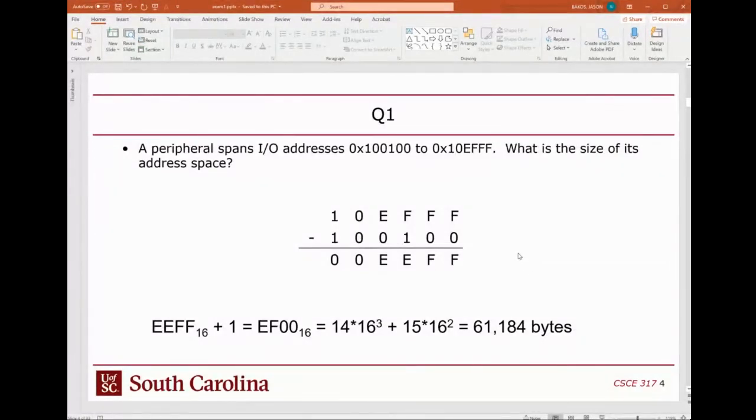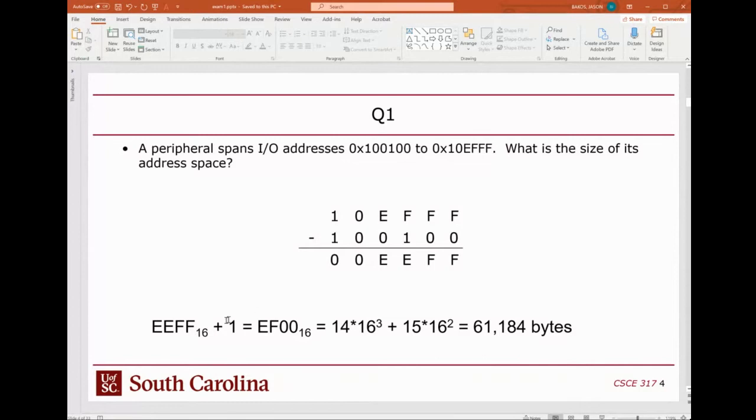Well, you subtract and add 1. You subtract the lower address from the upper address, and you add 1 because the addresses are inclusive. So 10EFFF minus 100100. You just do hexadecimal subtraction, and that gives you, if I did this right, EEFF. So F minus 0 is F, F minus 0 is F, F minus 1 is E, F minus 0 is E, right? And then 1 minus 0 is 0, 1 minus 1 is 0. Okay, so EEFF, hopefully I did that right.